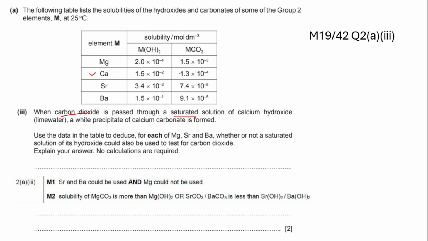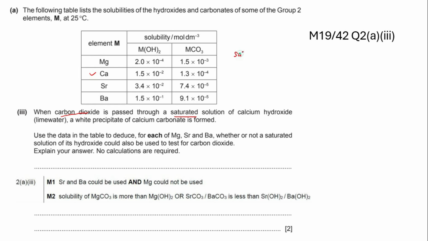Same goes for the carbonate of calcium here. So this will be the maximum concentration of calcium carbonate that is still soluble in water. Once the concentration exceeded this number, the carbonate of calcium will form, which is a precipitate. So now why, when carbon dioxide is passed through a saturated solution of calcium hydroxide, is a white precipitate of calcium carbonate formed? Right, the reason is because calcium carbonate has lower solubility than calcium hydroxide.